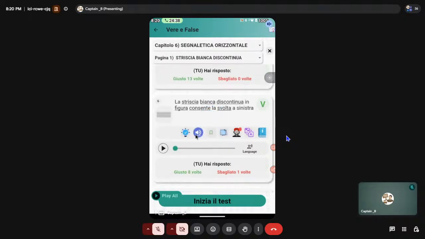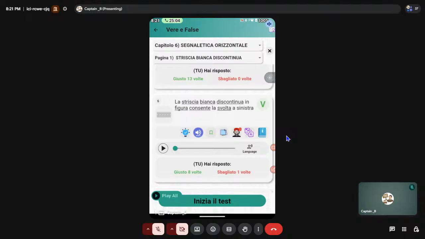La striscia bianca discontinua in figura consente la svolta a sinistra. Now, you see this white discontinuous line in figura, this figure. Consente, he allows la svolta a sinistra. He said he allows you to turn to your left. Sinistra means left. So he said this discontinuous line, so he allows you to turn to your left.